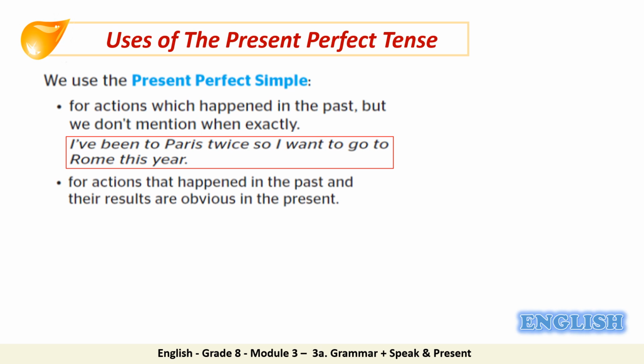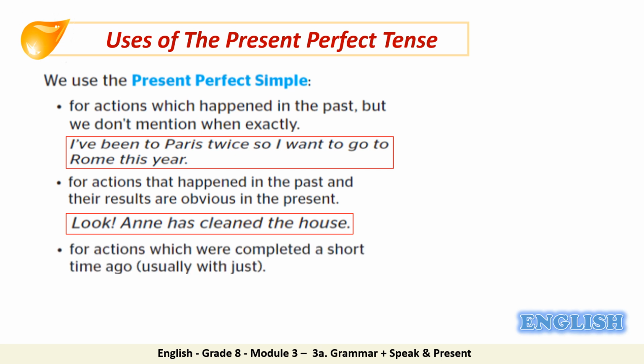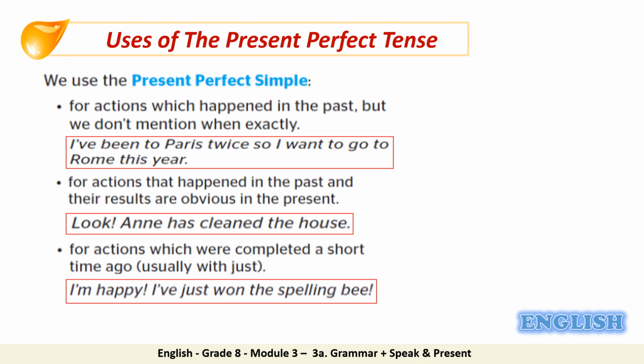Also, we use the present perfect for actions that happened in the past and their results are obvious in the present. For example, look, she has cleaned the house. The last one is for actions which were completed a short time ago, usually with just. Like if I say, I am happy, I've just won the spelling bee.